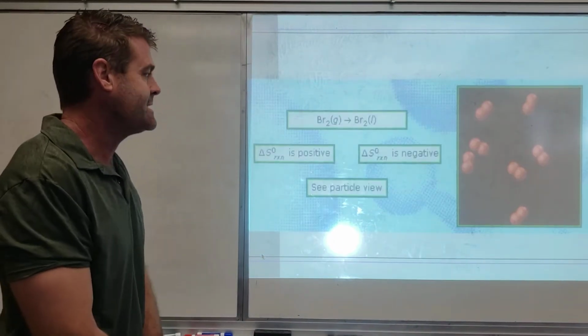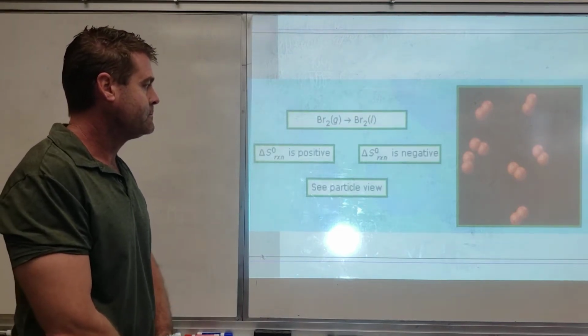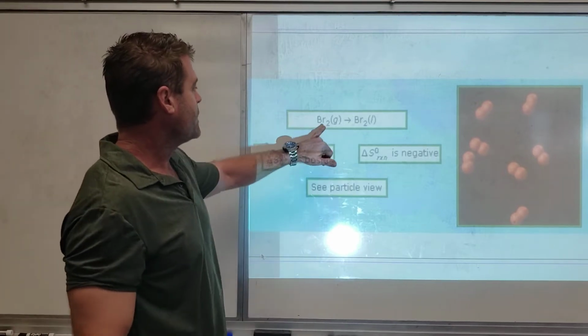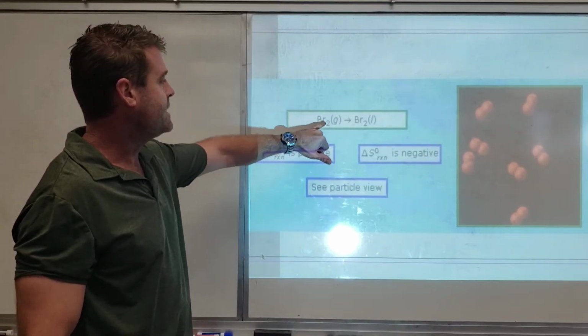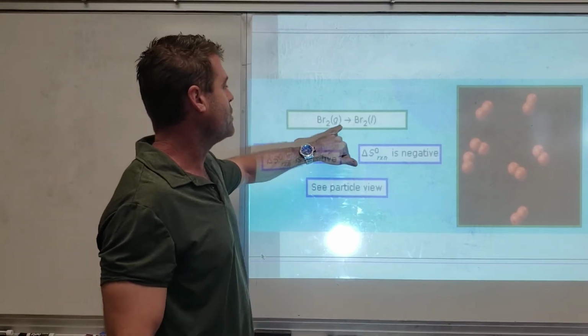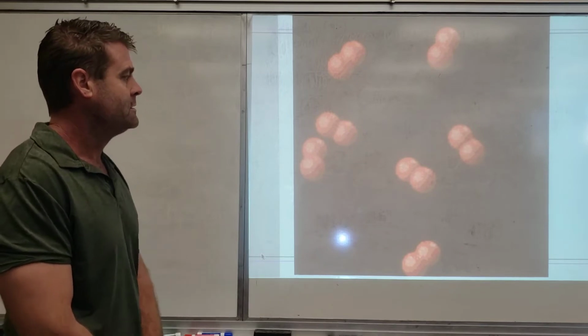Okay, let's look at some examples and see if you can predict the sign of delta S for the following processes or reactions. If you need help, click to see the particle view of the reaction or process. Here we're going to see the process by which gaseous bromine is converted to liquid bromine. Gaseous bromine, a diatomic molecule.